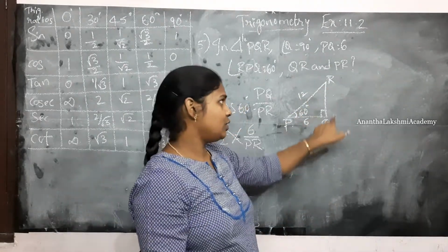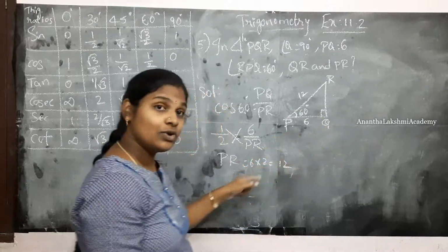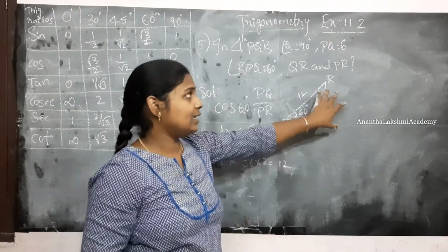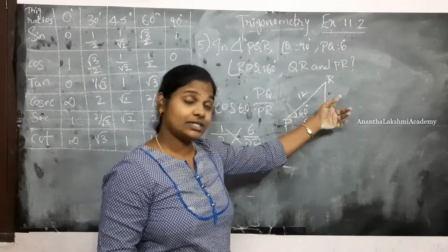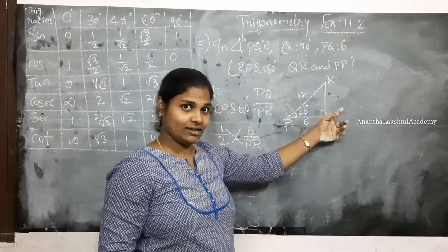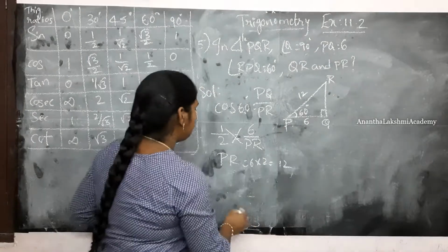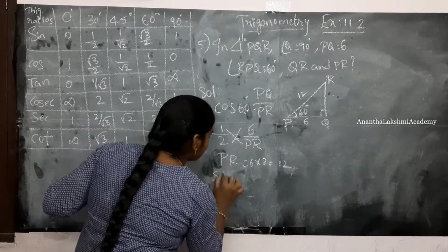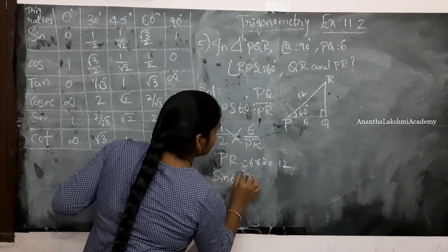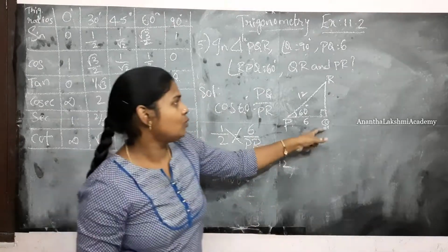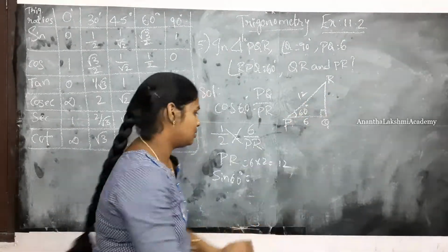Can we find out QR? Yes. For any angle, which ratio is associated with the opposite side? Sine. Sine and tan. Anyway, you can find it out. Okay, let me do it with sine. Sine 60 degrees is equal to QR by PR.